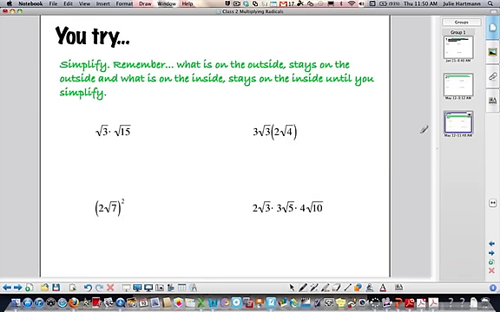Okay, last page is a you try. Here are some for you to try. Remember the rules. We'll go over them in class, in the next class.